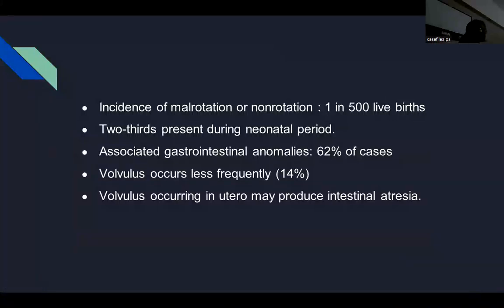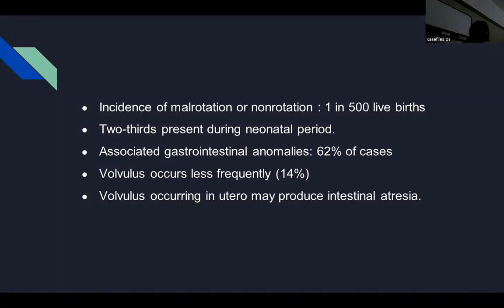Now, coming to the clinical manifestation of disorders of intestinal fixation and rotation, they have a very varied presentation. The presentation can happen from the neonatal age group to adults as well. The incidence of malrotation or non-rotation is around 1 in 500 live births, and two-thirds of them present in the neonatal period itself. They are associated with many gastrointestinal anomalies as discussed earlier, and malrotation is also known to occur in diseases like omphalocele and CDH.